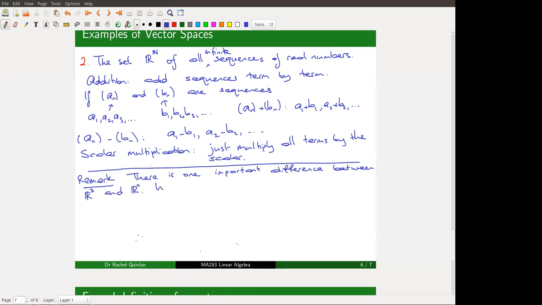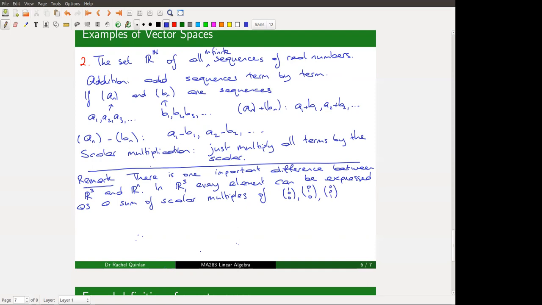There are lots of important differences depending on the kind of things you're interested in, but one that I want to mention is that in R3, every vector, every element, can be expressed as a sum of scalar multiples of the three vectors 1, 0, 0, 0, 1, 0, and 0, 0, 1. And these three vectors form what's known as the standard basis of R3, which we will meet many times as we proceed.